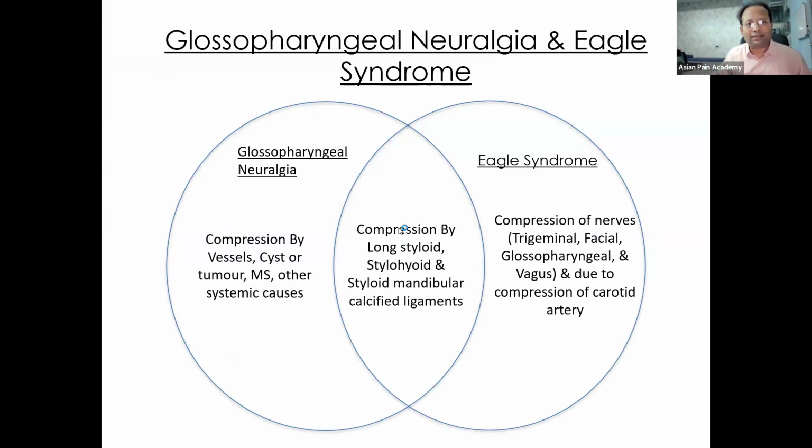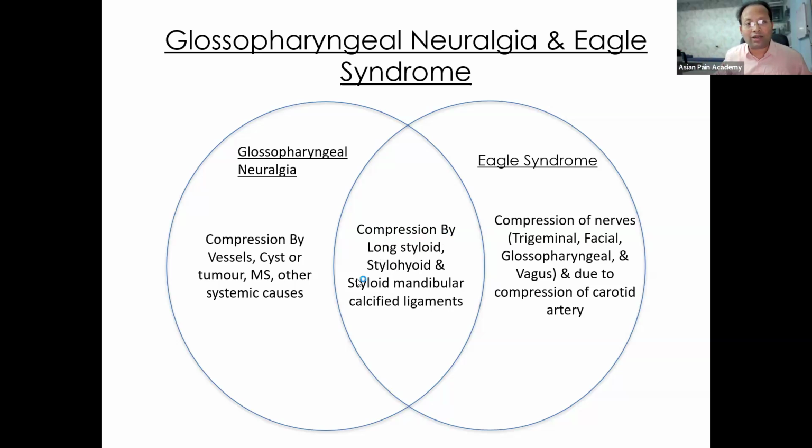So you see this left-sided circle is glossopharyngeal neuralgia. The right-sided circle is Eagle syndrome. Glossopharyngeal neuralgia and Eagle syndrome are not the same, but they are similar. How come? Glossopharyngeal neuralgia means just neuralgia of the glossopharyngeal nerve. Okay. Now, this part is common. How come? Compression by vessels, cyst, or tumors, or even multiple sclerosis or other systemic causes, all these things causing trouble to the glossopharyngeal nerve is glossopharyngeal neuralgia.